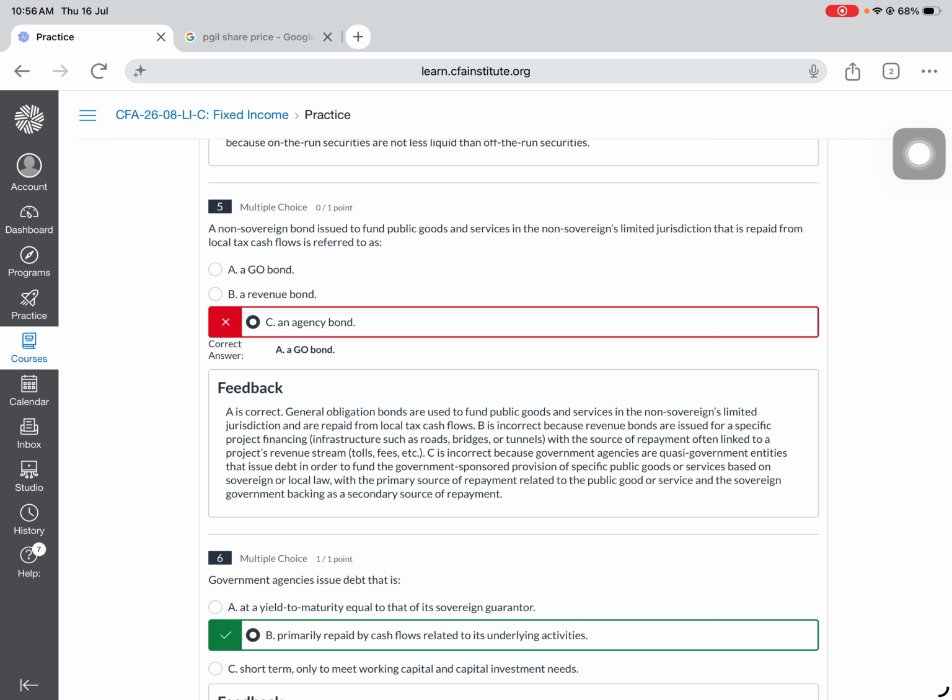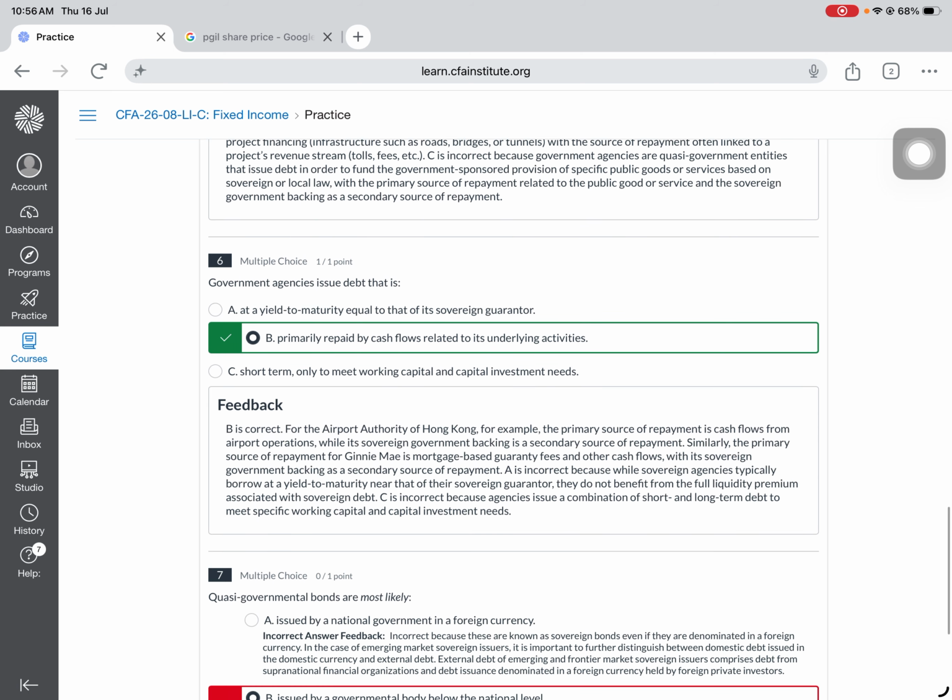It is not a revenue bond, it is not an agency bond. Revenue bond means, for example, infrastructure, roads, bridges, tunnels, toll plazas, etc. An agency bond means government sponsored debt issuers like airport authority, specific service based things. Next, we are going to the sixth question. Government agencies issue debt that is primarily repaid by cash flows related to its underlying activities. This is a very simple question.